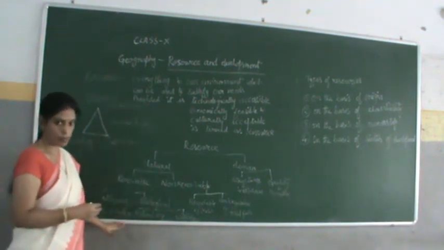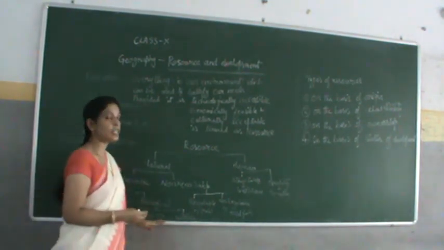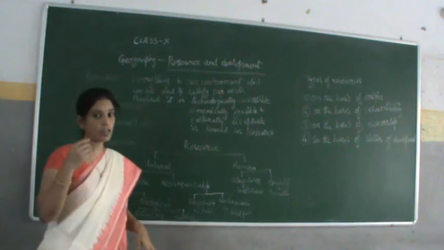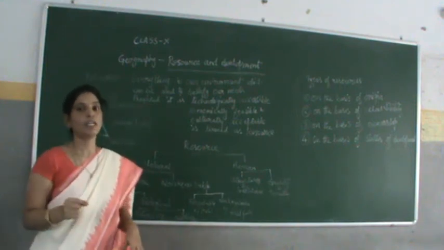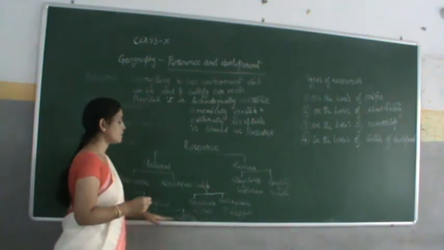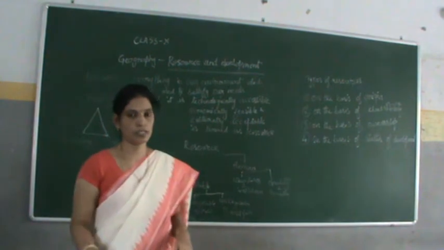Continuous, the examples are wind and water, which can be continuously available, whereas biological ones need a little bit of time. They are always available, but their biological process takes a little bit of time. So they are natural vegetation and water. Then come to non-renewable resources.